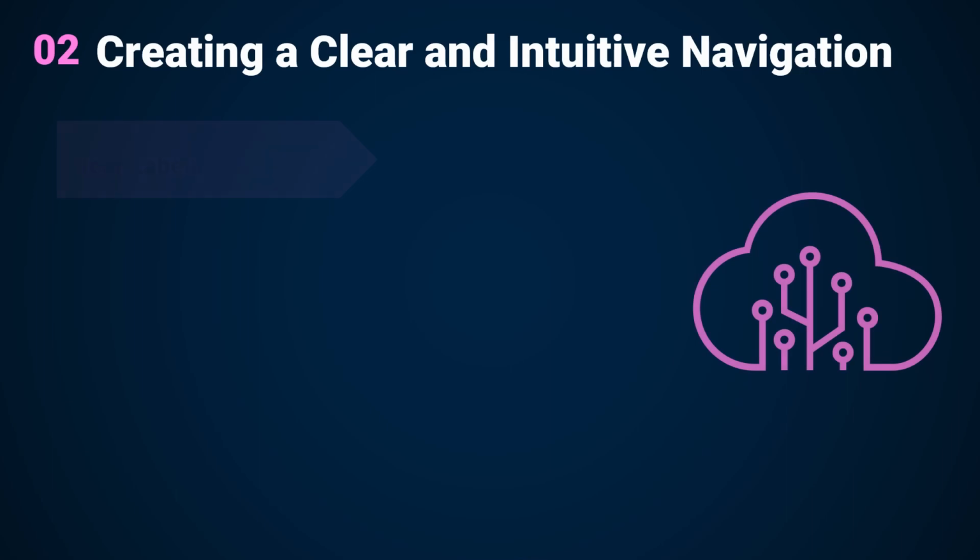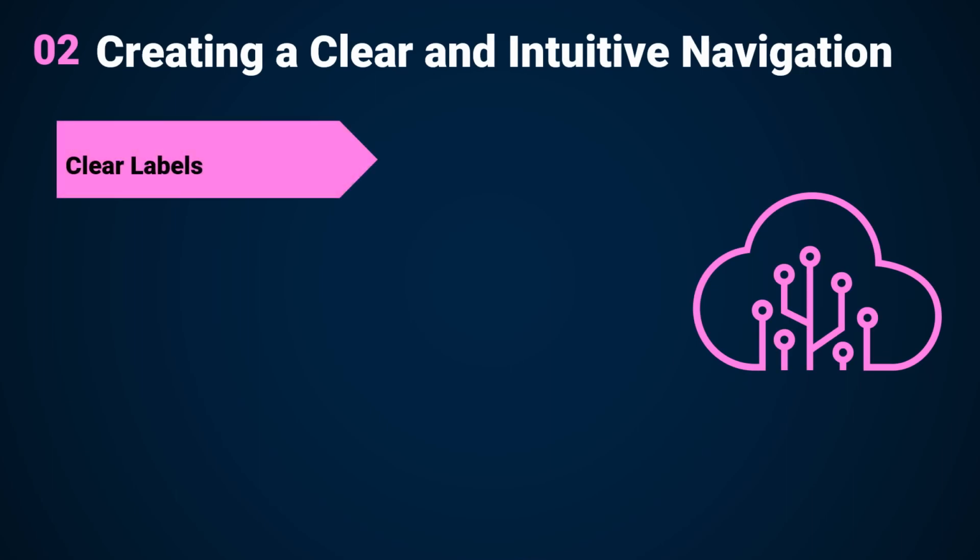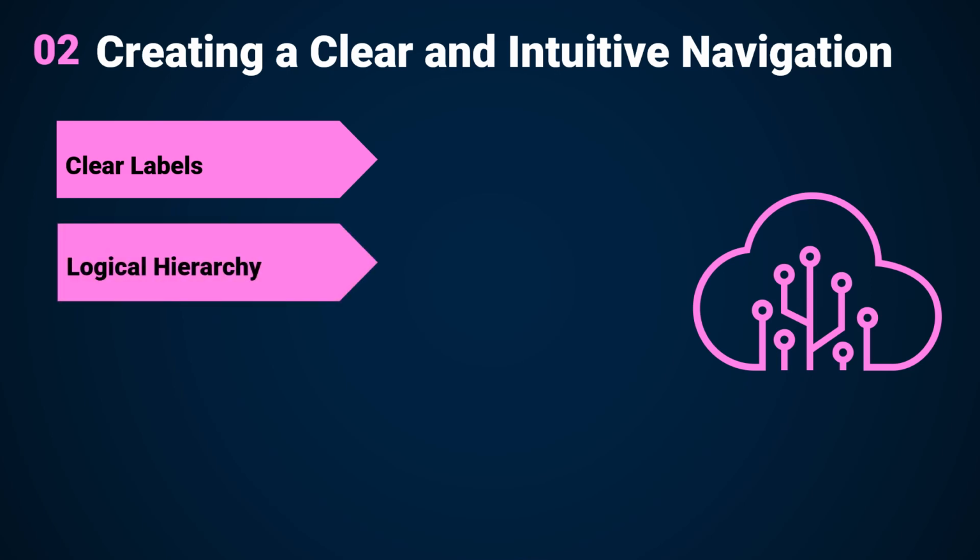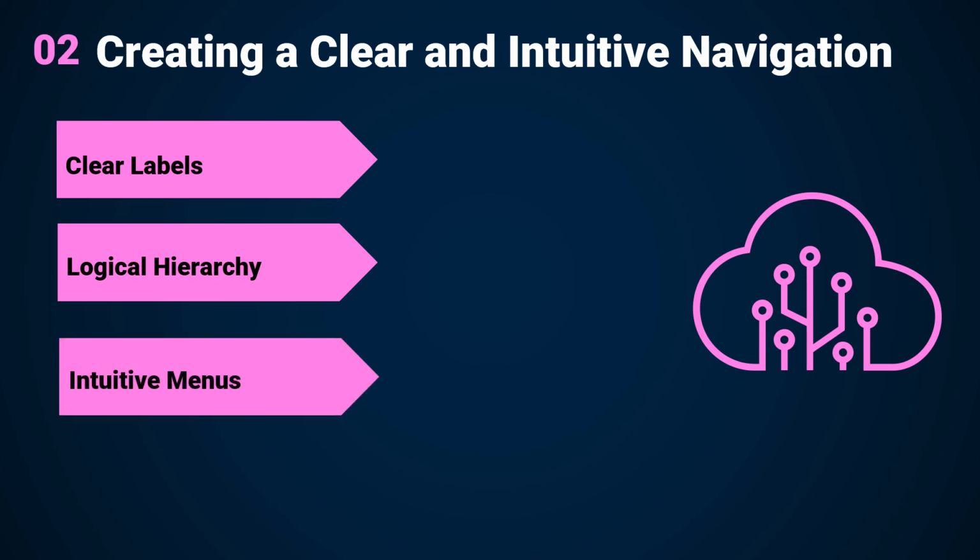Use clear and descriptive labels for your navigation menu items. Avoid using jargon or ambiguous terms that may confuse users. Organize your navigation menu items in a logical hierarchy. Group related pages together and consider the flow of information that makes sense to your users. Design intuitive menus that are easy to navigate. Consider using drop-down menus, mega menus, or other navigation patterns that provide clear and quick access to different sections of your website.